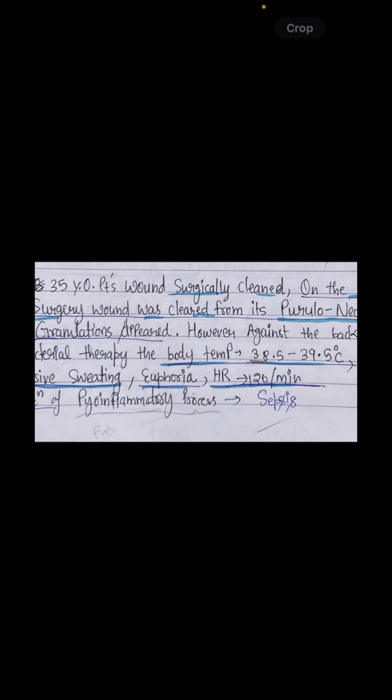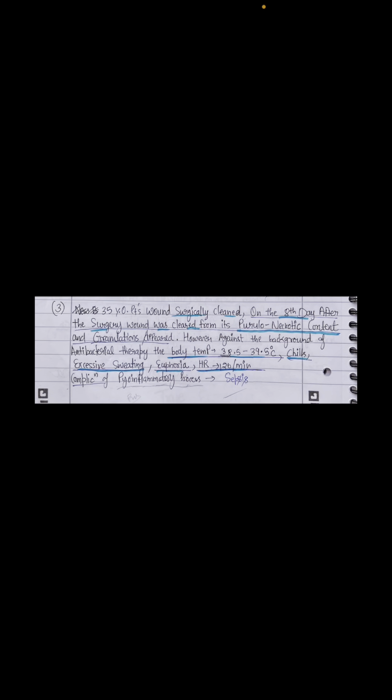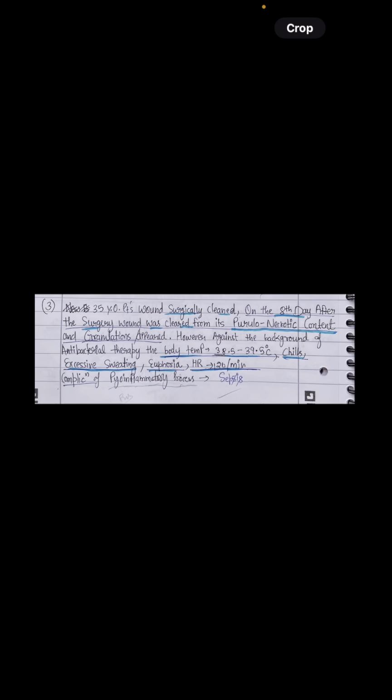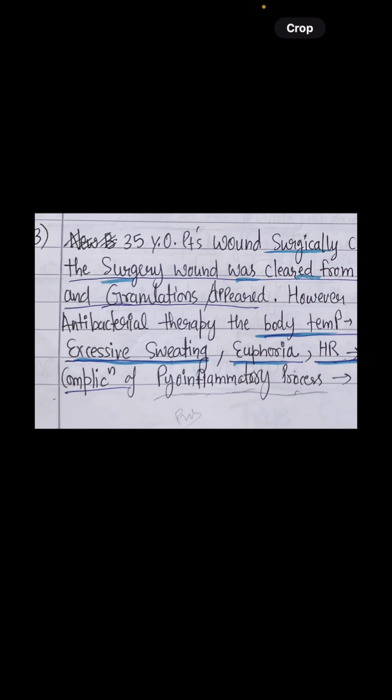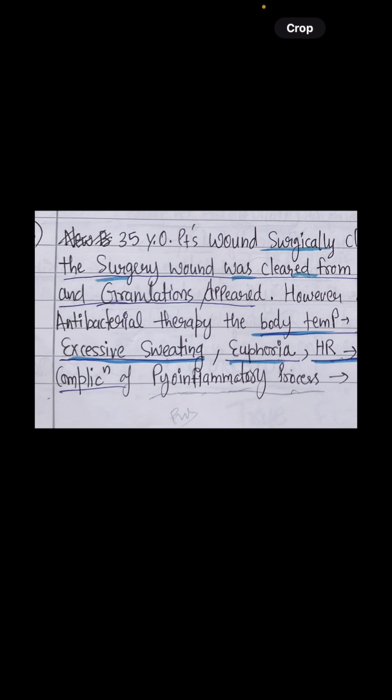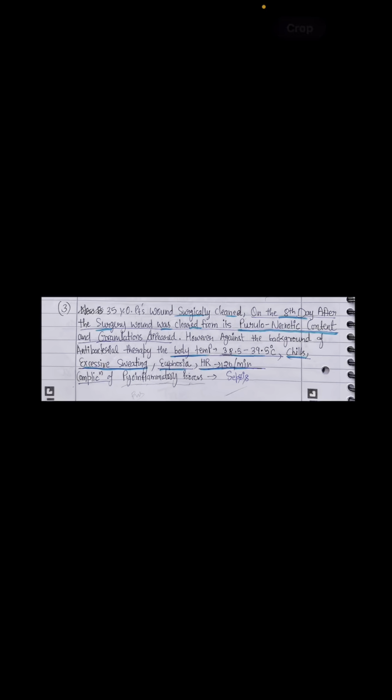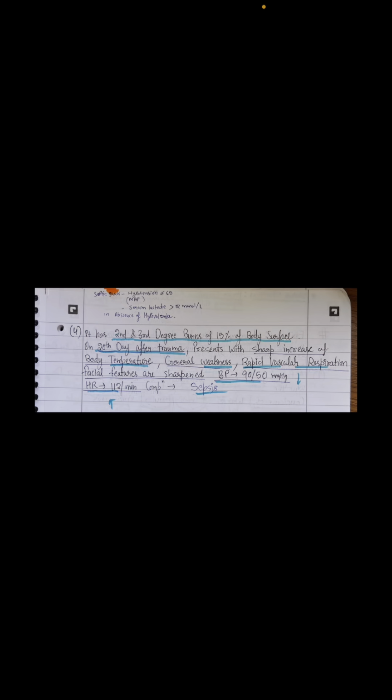The next patient also has a surgical wound. On the 8th day after the surgery, he got purulent content, granulations appeared, body temperature fluctuated, he got chills, excessive sweating, euphoria, tachycardia. So a lot of things are there. Which complication of the pyoinflammatory process has occurred? The complication is sepsis.